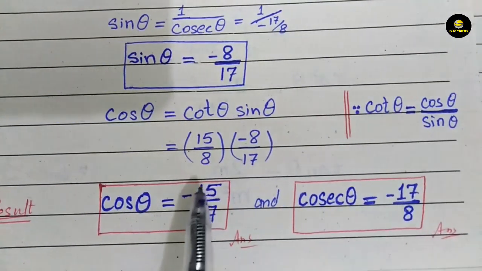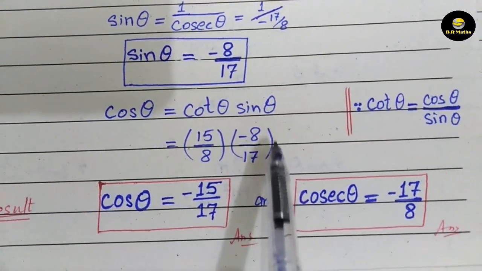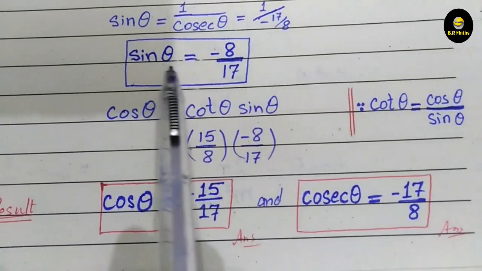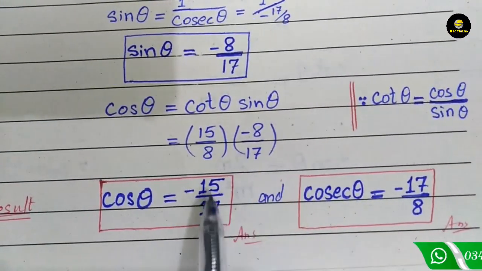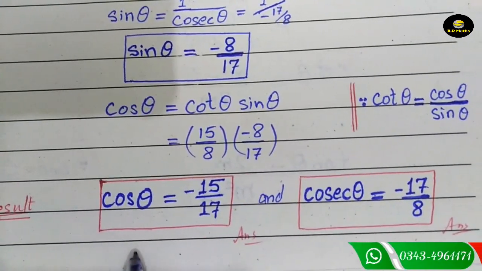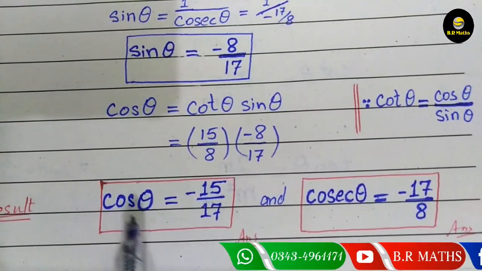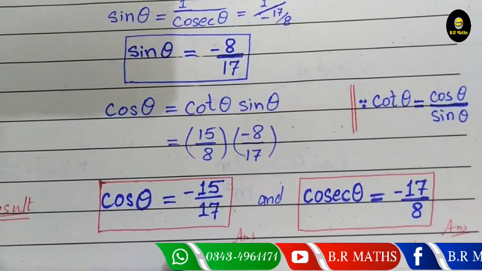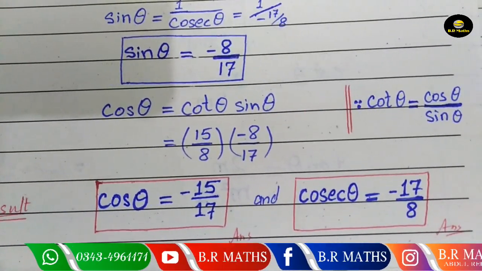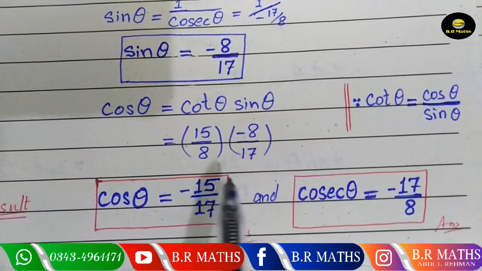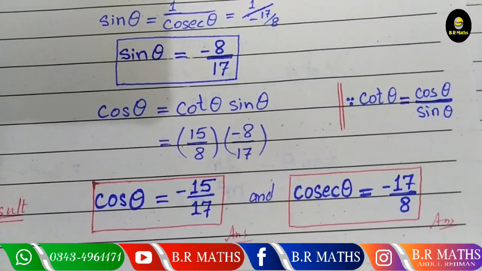The value of cot is 15 over 8, which is given in the question, and sine is minus 8 over 17. This is the result. So after calculation, 8 cancels and cos is minus 15 over 17. So we are required to find cos theta and cosecant, and both results are given. Cos theta is minus 15 over 17 and cosecant is equal to minus 17 over 8.